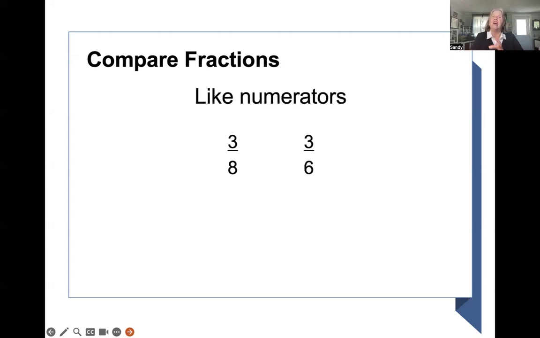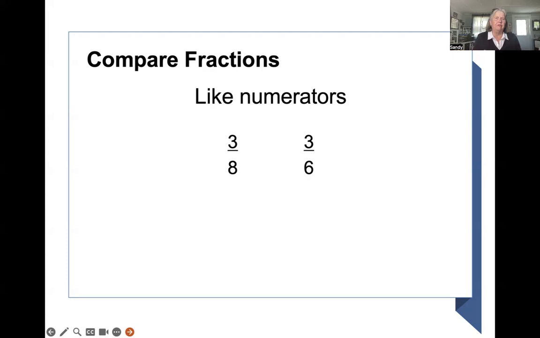Okay, now like numerators is another option. With like denominators, you had the same size pieces and you were comparing the quantity of those, right? If I have 3 of those 1/8 or 5 of the 1/8. In this one, we have different size unit fraction pieces, but we have the same number of each. So in this case, I've got 1/8 size pieces, and 1/6 size pieces.